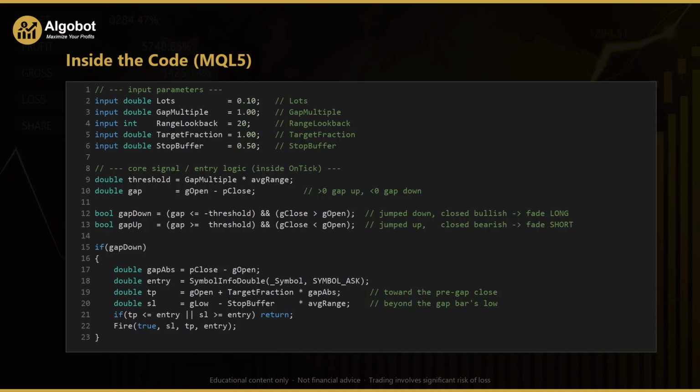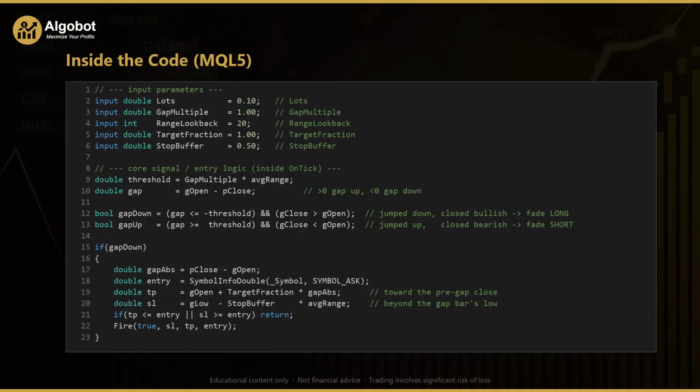The two Boolean conditions combine size and direction of close. Gap down is true when the gap is at or below the negative threshold and the gap bar closed bullish. Gap up is true when the gap is at or above the threshold and the gap bar closed bearish. That second part, the rejection close, is the confirmation that price is already pushing back.